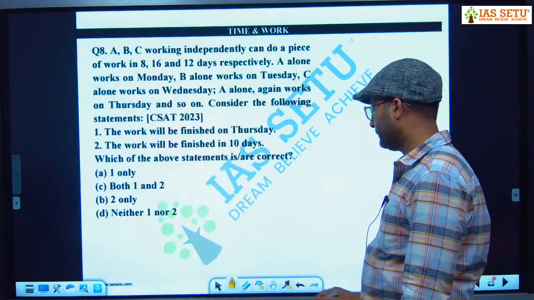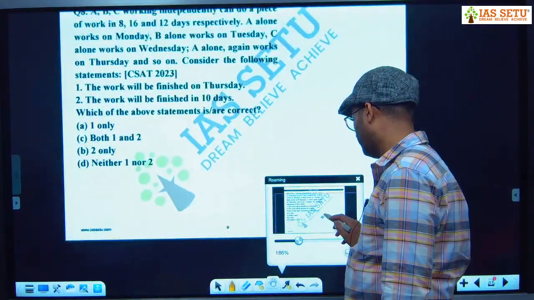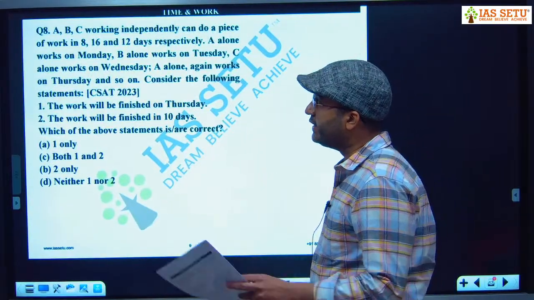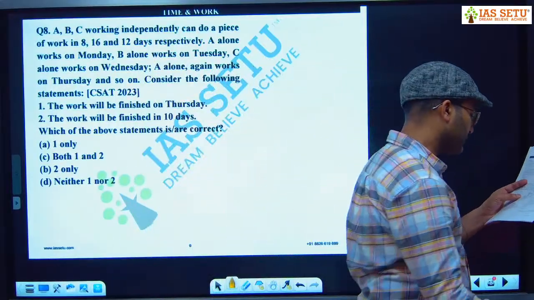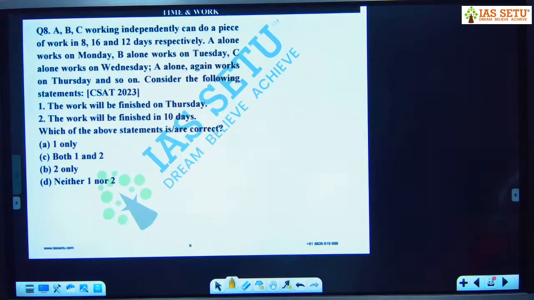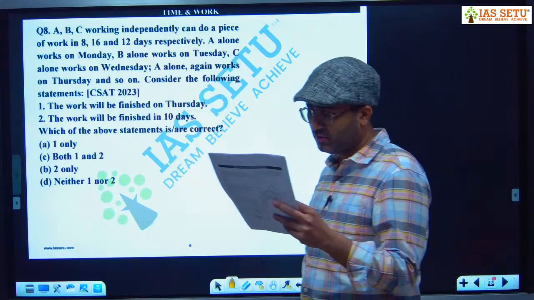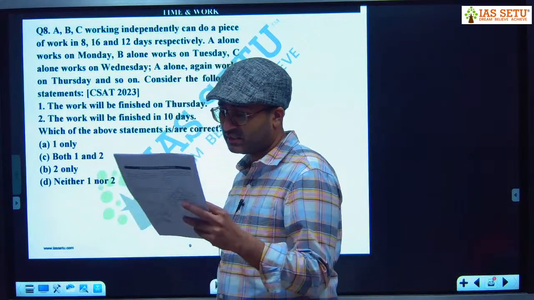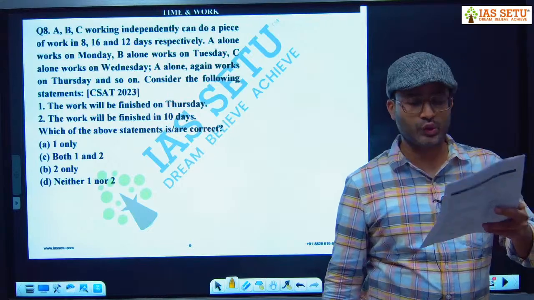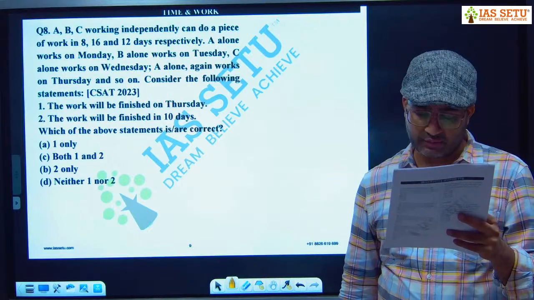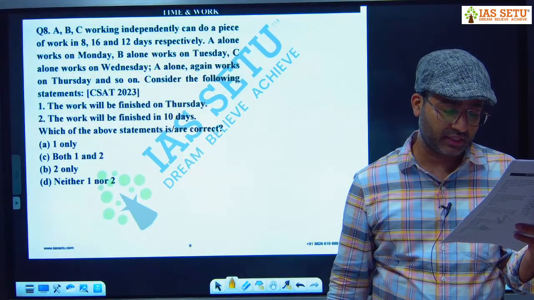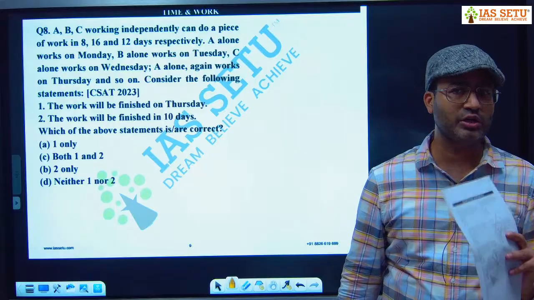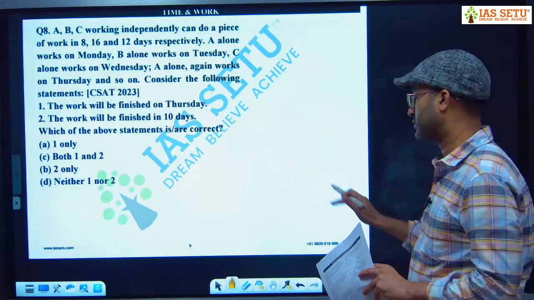क्वेश्चन नंबर 8. A, B, C working independently can do a piece of work in 8, 16 and 12 days respectively. A alone work on Monday, B alone work on Tuesday, C alone work on Wednesday, A alone again work on Thursday and so on. Consider the following statement. There are two statements given. The work will be finished on Thursday, work will be finished in 10 days. Which of the above statement is correct? I already discussed that question in the class, but we will revise.